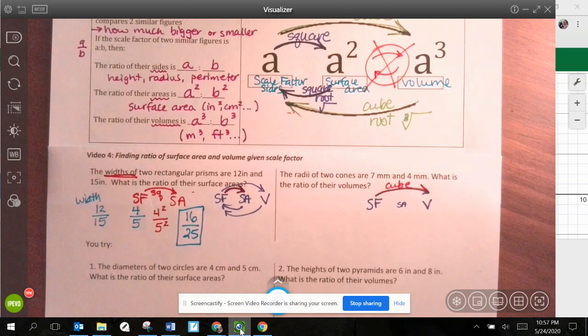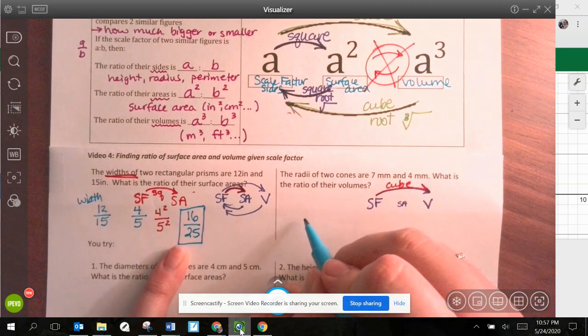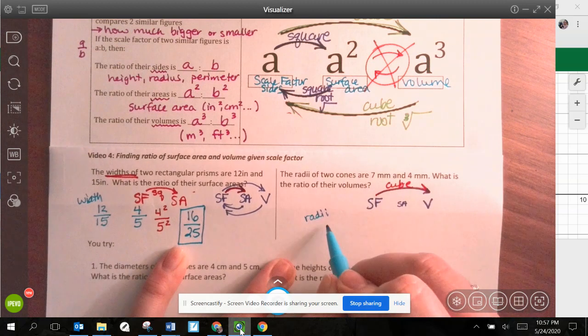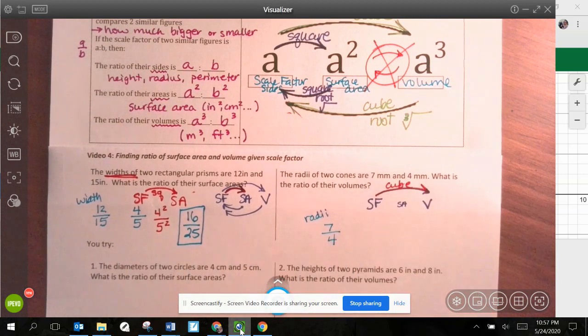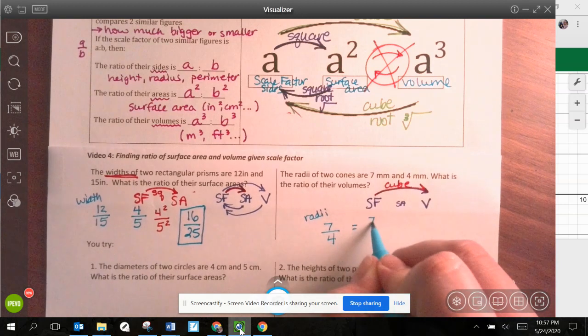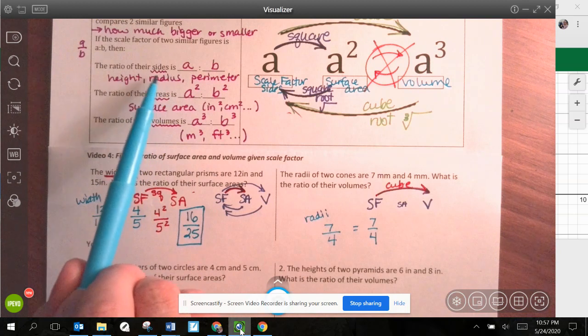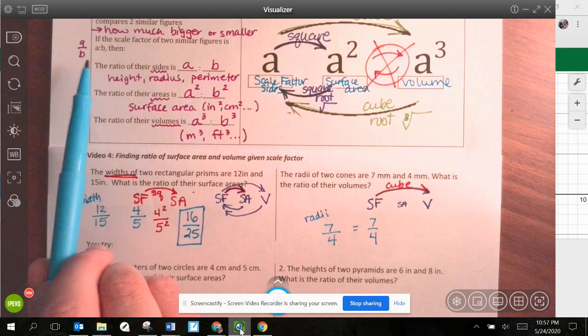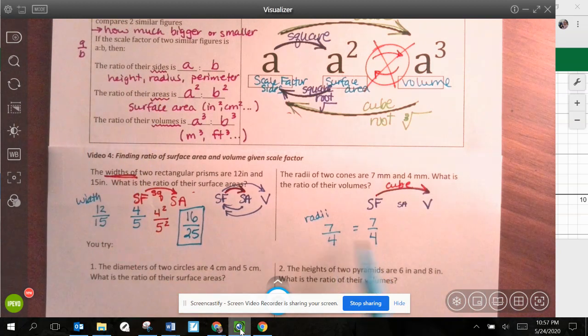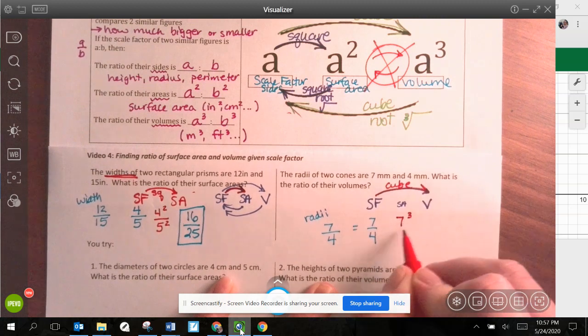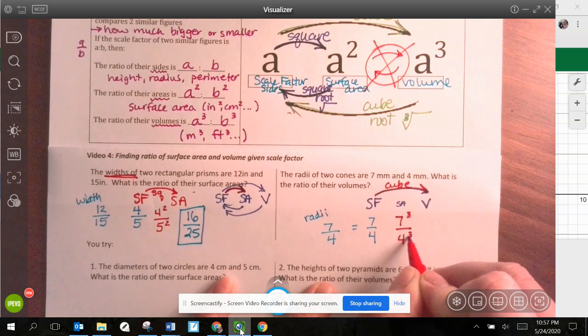So this time we're starting with the radii, and the radii are 7 over 4. Well, that's good. 7 and 4 have nothing in common, so that's also my scale factor. Because remember we said sides A to B is the same as the scale factor A to B. So the scale factor here is 7 over 4, and to get to volume, I need to cube it. So I need to do 7 cubed over 4 cubed.